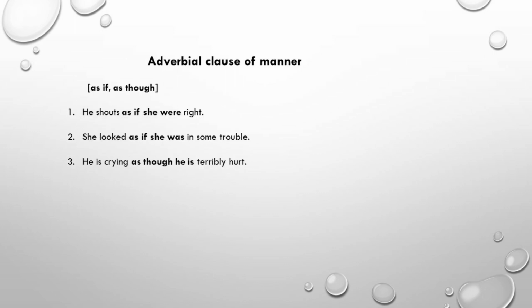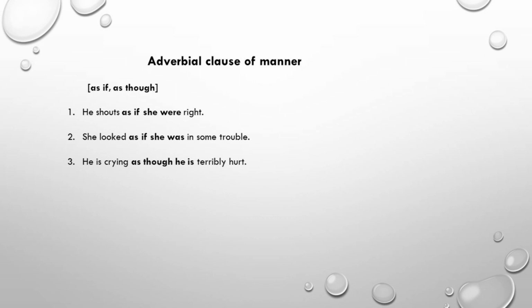Next we are going to see adverbial clause of manner. A subordinate clause which acts as an adverb in a sentence and modifies the verb, thereby showing how things are done, is adverbial clause of manner. Adverbial clauses of manner answer the question how. How can we easily identify adverbial clauses of manner in a sentence? They begin with as if, as though. Let's look at some examples now.